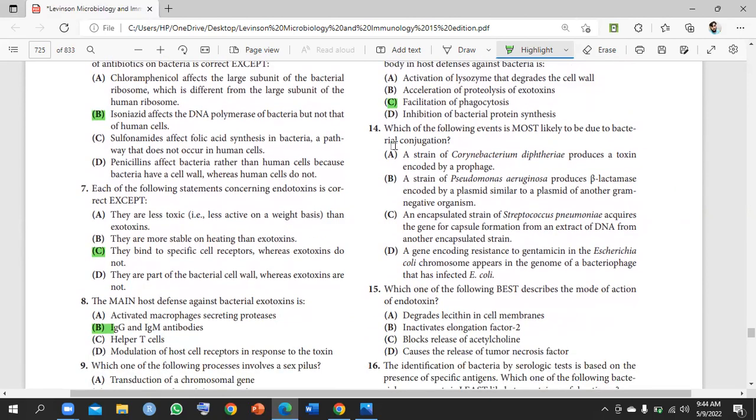Question 14, the second last, is which of the following events is most likely to be due to bacterial conjugation. As I have told you, in bacterial conjugation, you have to look to the antibiotic resistance genes. Mostly in conjugation, plasmids are transferred between bacteria, and the plasmid encodes resistance genes to an antibiotic. So mostly resistance is transferred with the help of conjugation.